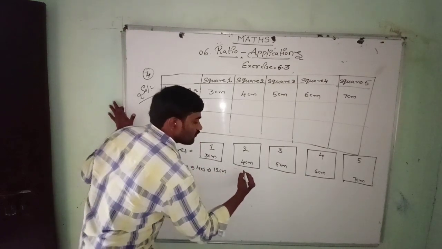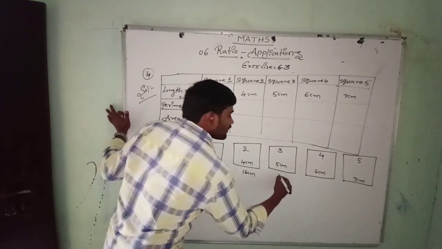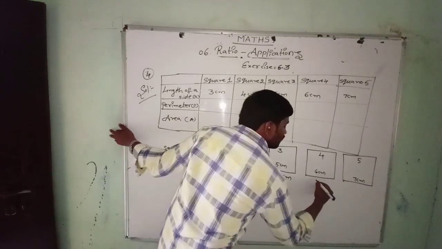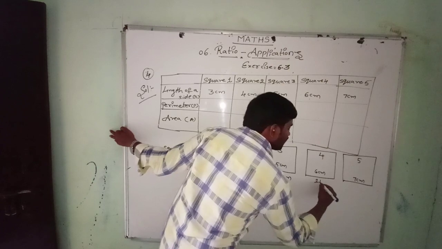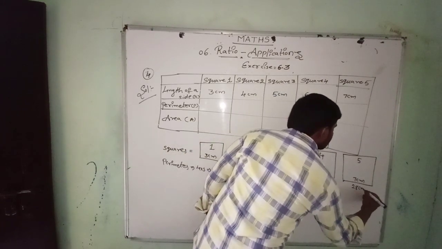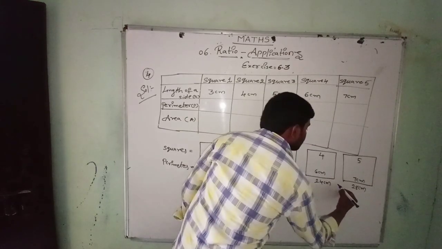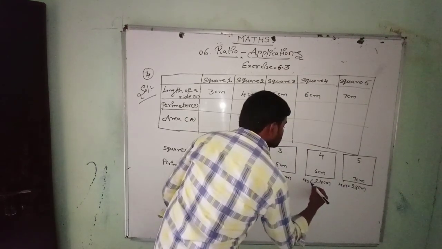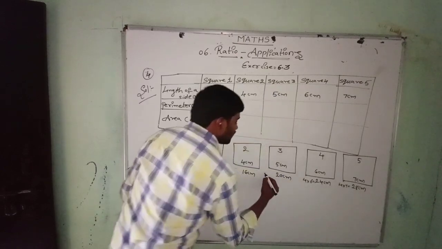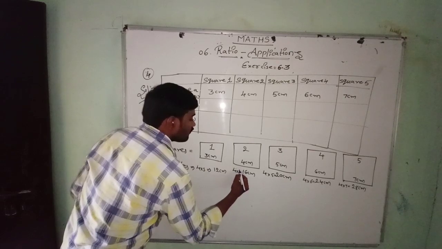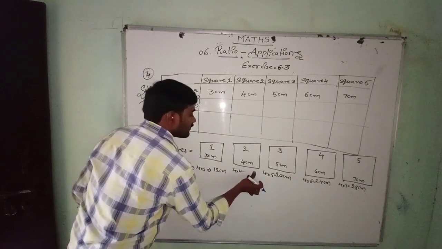Then this is 4 into 4, 16 centimeters. Here 4 fives are 20 centimeters. Then here 4 sixes are 24 centimeters. Then 4 into 7 equals 28 centimeters. So 4 into 6 equals 24 centimeters, 4 into 5 equals 20 centimeters, 4 into 4 equals 16 centimeters.